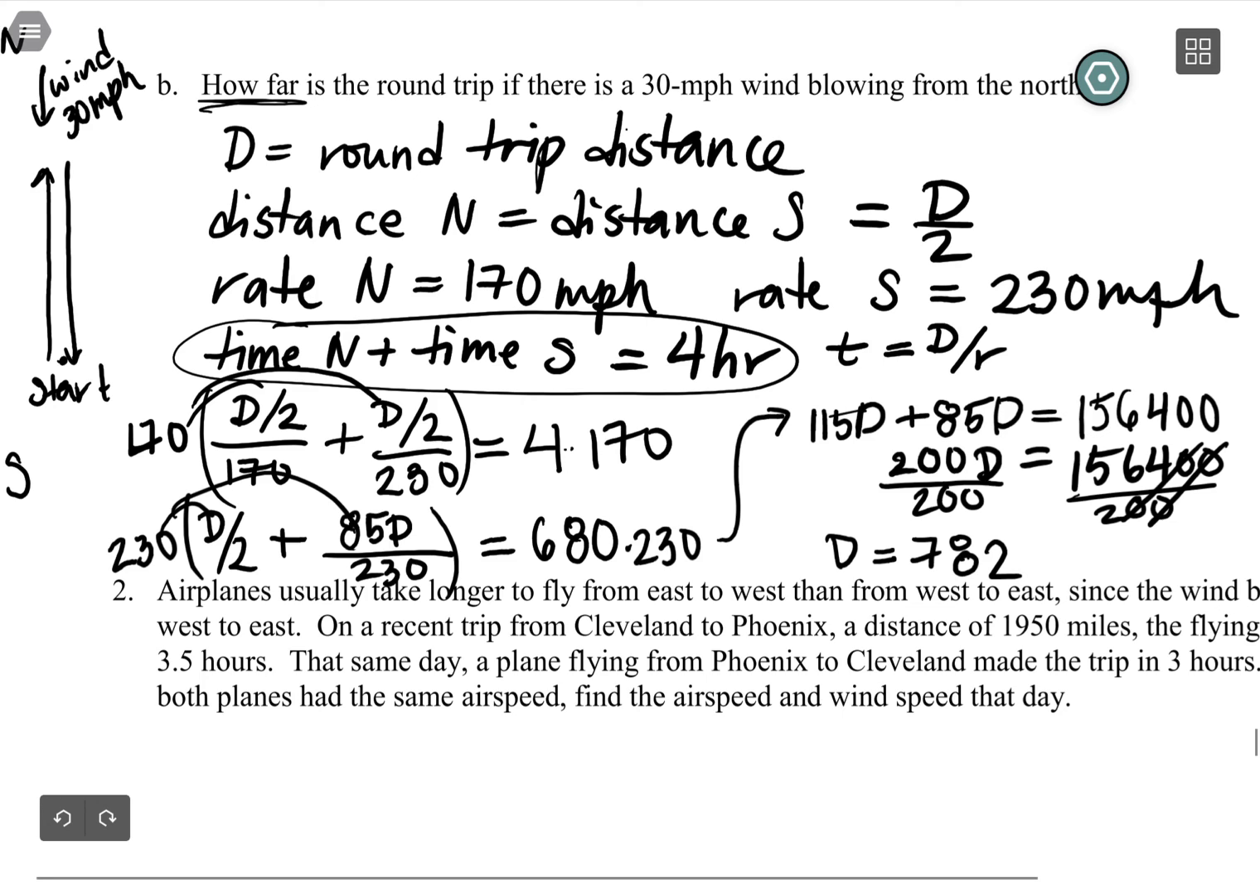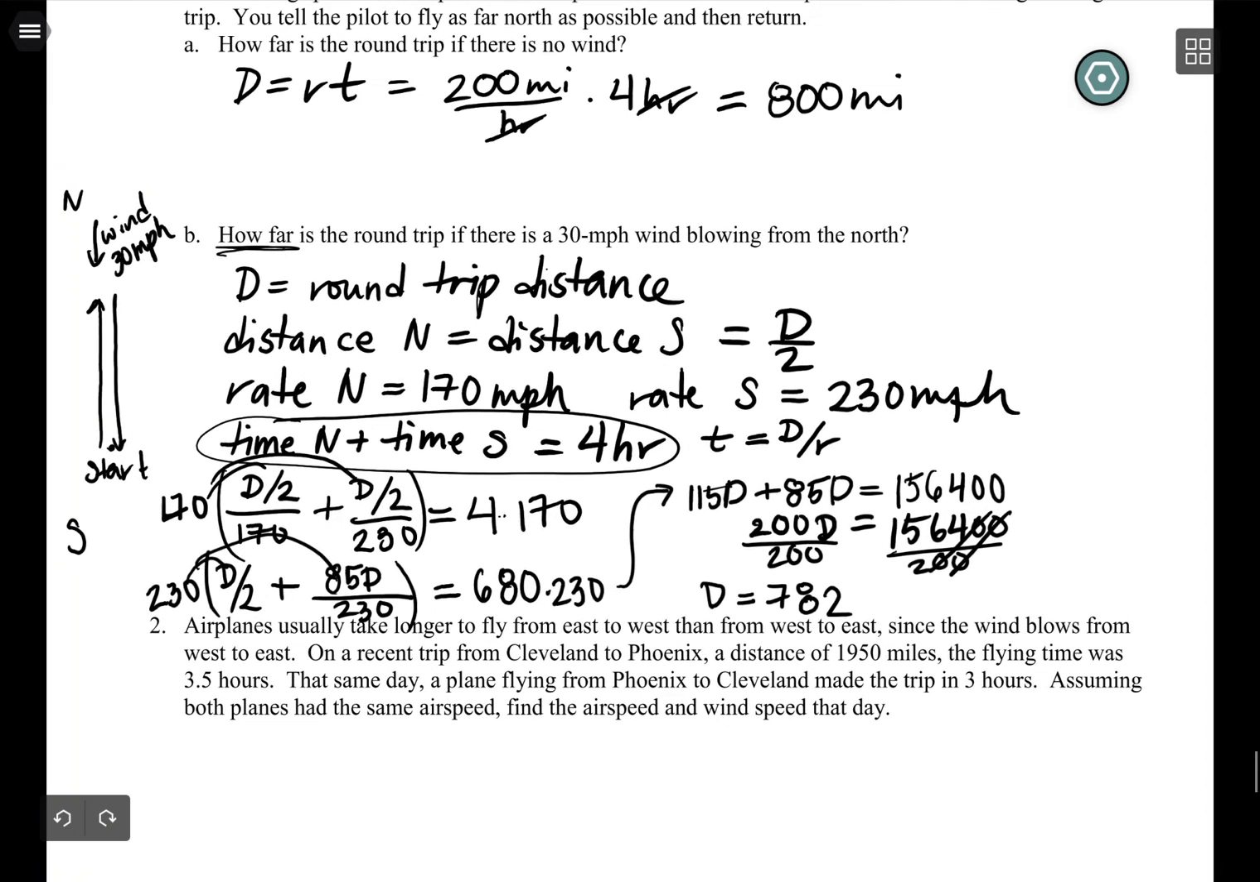Always at the end of these, go back and think about what the problem was asking for and think about if your answer makes sense. So what did we have before? We could go 800 miles if there was no wind. We're getting close to that, but not exactly equal, so that seems reasonable.